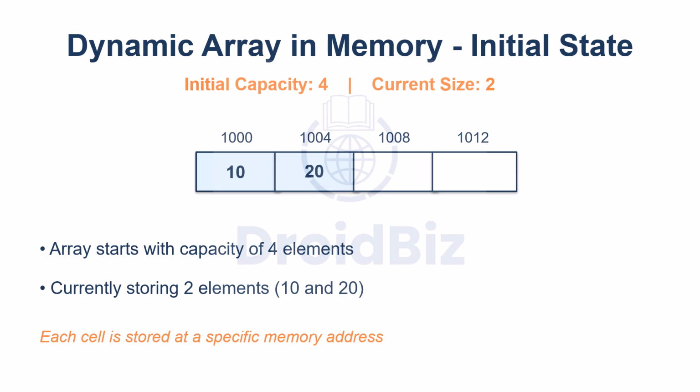The important thing to understand is that the array has reserved space for 4 elements, even though we're only using 2 right now. This extra space allows the array to accommodate new elements without needing to resize immediately. Next, we'll see what happens when we add more elements to this array.